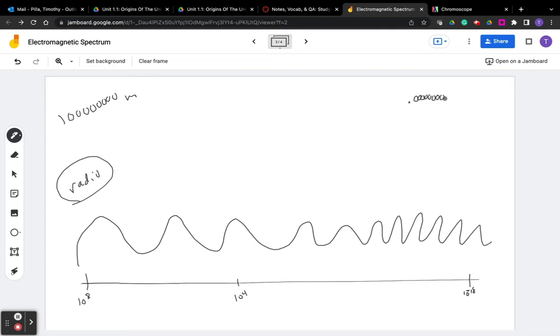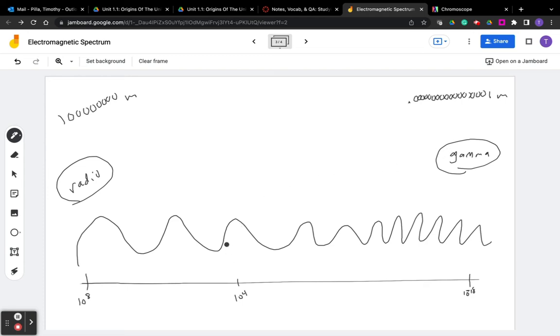Now over here, 10 to the negative 18th, that's going to be 1, 2, 3, 4, 5, 6, 7, 8, 9, 10, 11, 12, 13, 14, 15, 16, 17, 18. 0.00001 meters long. That's very short wavelength. Gamma rays are like that. And if you know anything about gamma rays, they're very harmful, high energy. Or they can hurt you.